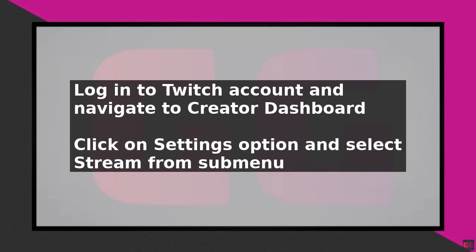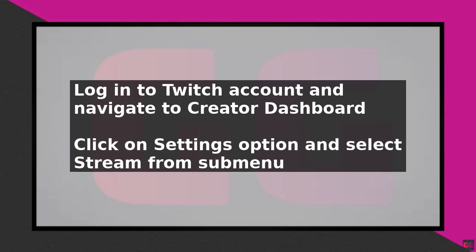To link your PayPal to Twitch, start by logging in to your Twitch account and navigating to the dashboard. Click on the profile picture in the top right corner and select Creator Dashboard from the drop-down menu. In the Creator Dashboard, click on the Settings option from the left sidebar and then select Stream from the submenu.